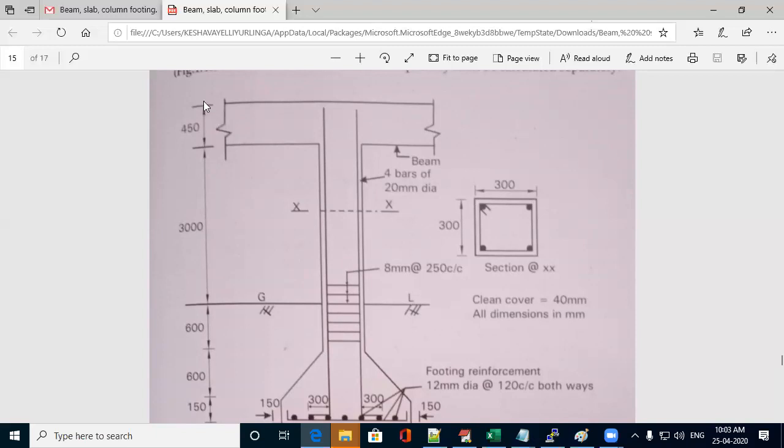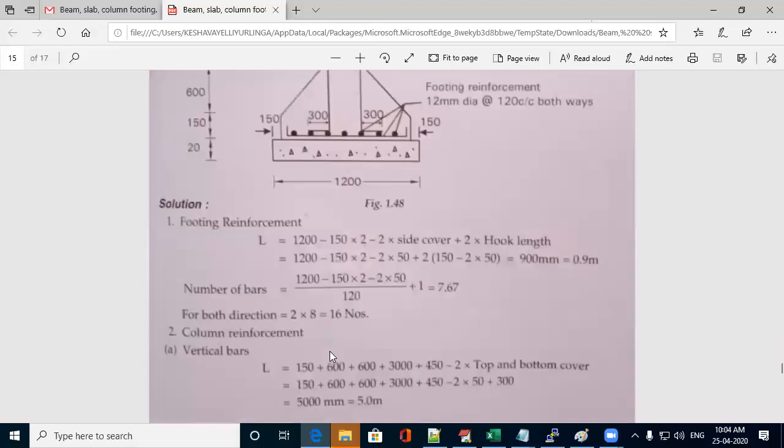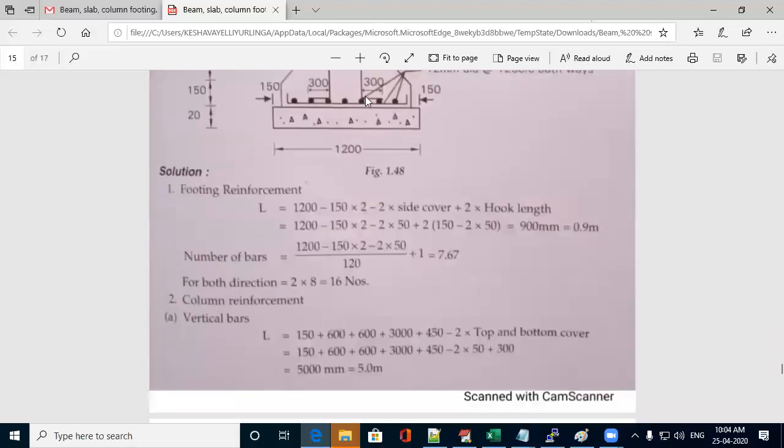So the length of that bar will be 450 plus 3000 plus 600, and minus this cover you have to take. It is not only up to 600, it has been inserted up to this point. So 600 plus 600 plus 150, and this cover you have to deduct. That means calculate the length from this point till the top of the beam and then subtract 2 covers. Here 1 cover and at the top another 1 cover. And plus you have to add this 300.